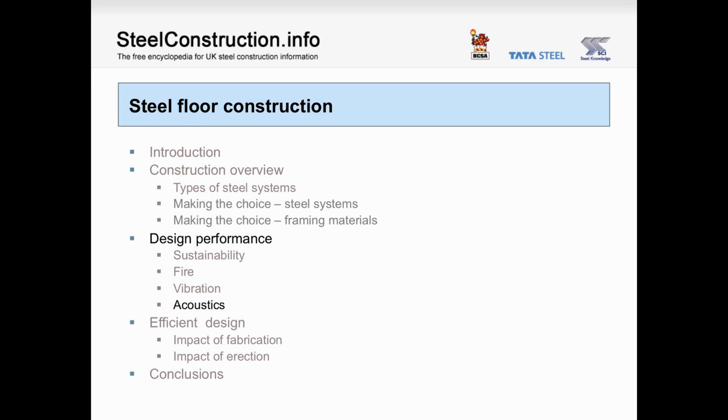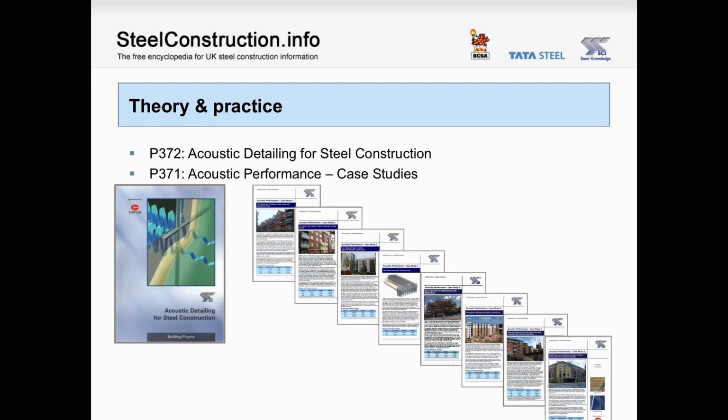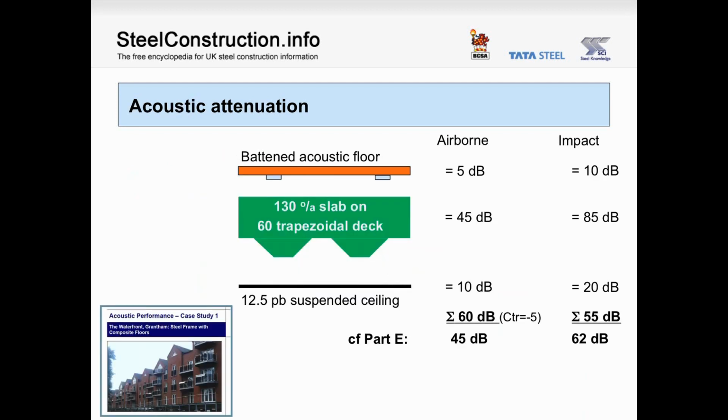And briefly looking at acoustics. Similarly, we have P372, which gives guidance, and P371, which is a series of case studies that demonstrate performance. With careful attention to detail and supervision of workmanship on site, steel buildings can perform well in excess of the regulations in terms of acoustics. The figures shown are ballpark, but give a good indication of how each element of the floor makeup contributes to the rating of the floor, providing that good flanking details are constructed. They are confirmed by case study measurements taken on a composite floor construction in Grantham.